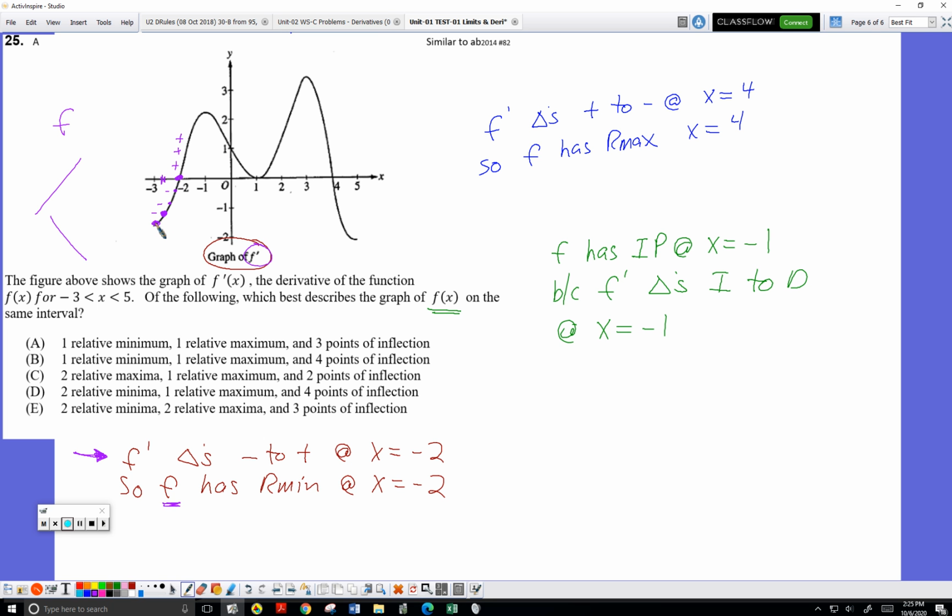So you know right here, f's going down. Right here, f's going down. Right here, f's going down. Okay? Right here. Hands up. What's the slope of f? Hands, come on. What's the slope of f? Jake? 0. 0.